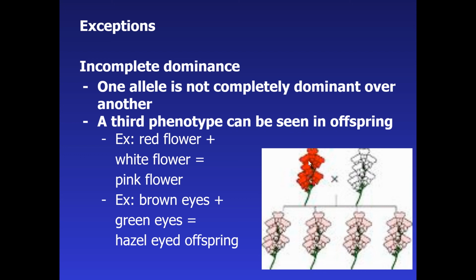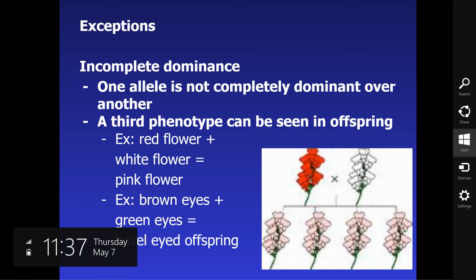So here we have a red flower and we have a white flower. And typically, the red will usually beat out the white just because it's a brighter color. But we have a red parent and a white parent. And when they reproduce, according to incomplete dominance, you could get pink flowers. You might not just get red flowers, and you might not just get white flowers. You could possibly get pink flowers.